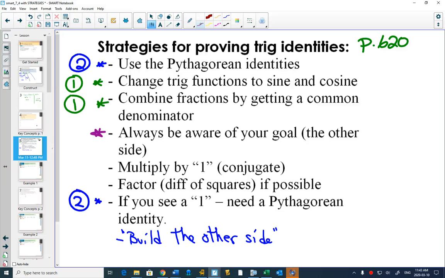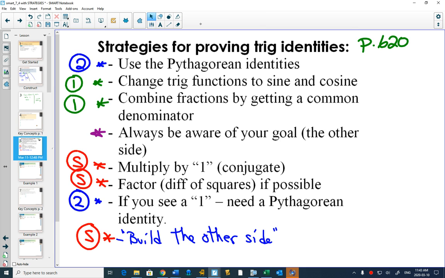And finally, these last 3, I'm going to put in red and I'm going to put an S beside them. That's an S. It's the strategy you're going to use when you get stuck. Okay?